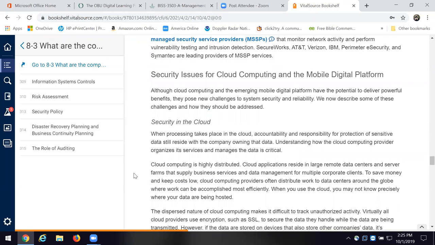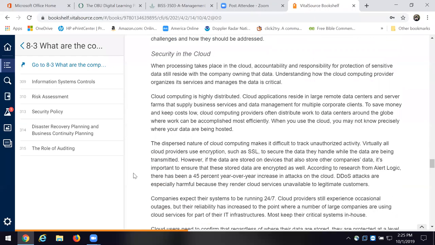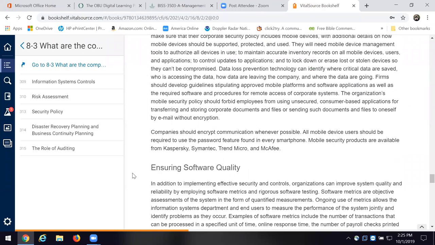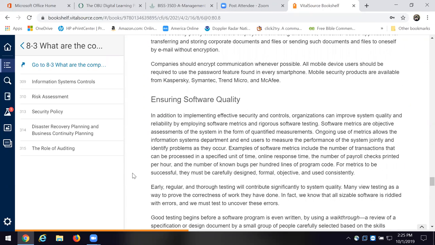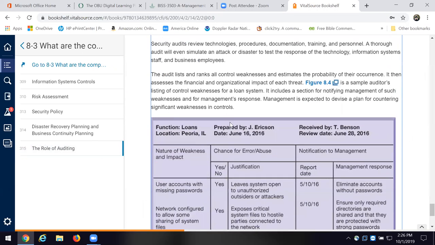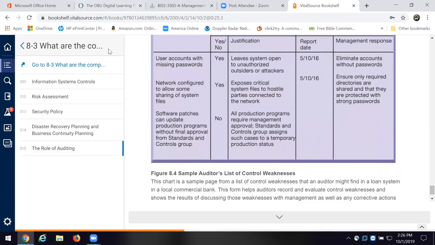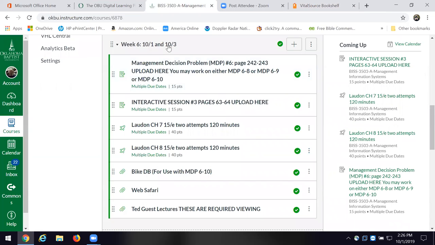The rest of the chapter goes into the issues of computing at the cloud and mobile digital platforms. And frankly, you can read this stuff yourself as you talk about ensuring information quality. Now, I'm going to take some time here because I think we've gone through this, but we'll talk just a few minutes about the role of auditing. We talked about that a little bit. But I'm going to go back into the course.